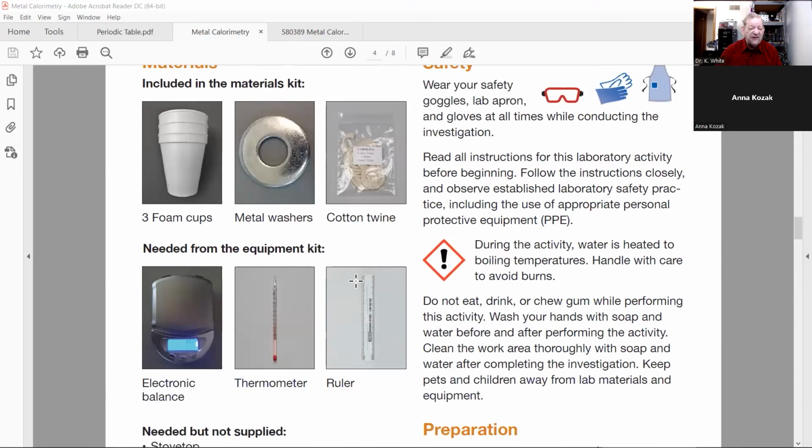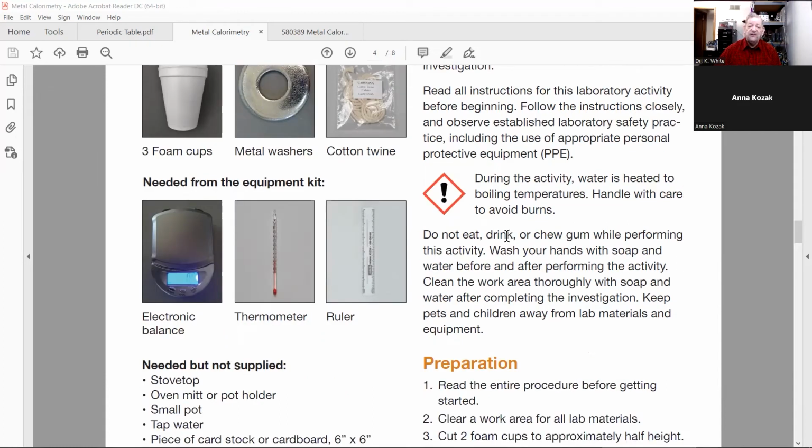So here's the materials you'll be using. They also give you string to use. I don't know why you need the ruler, but let's go through this. Don't forget, make sure you wear your proper personal protective equipment, safety goggles. You're going to be working with boiling water. Don't touch the pot when you're heating it. Don't touch the boiling water. Don't touch the rings after they've been in boiling water. They're hot, you'll burn yourself.